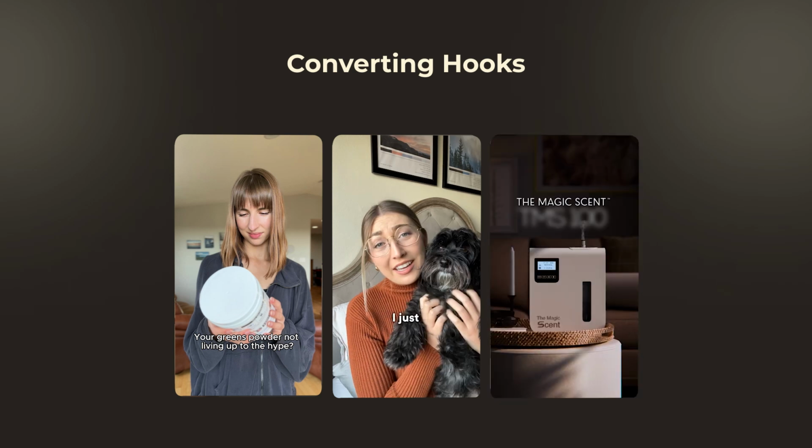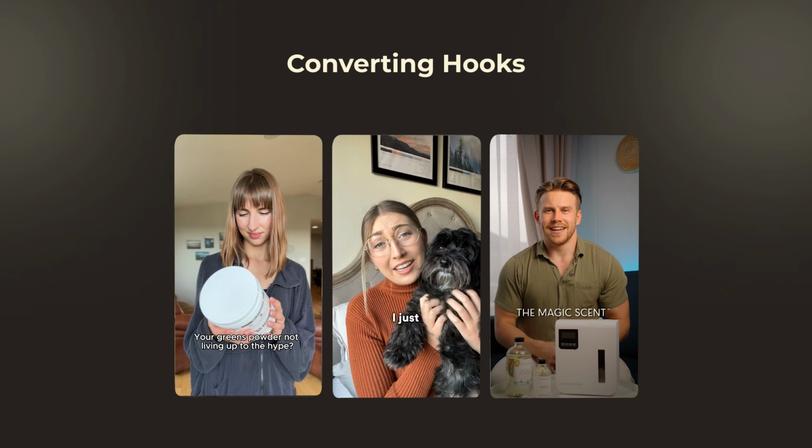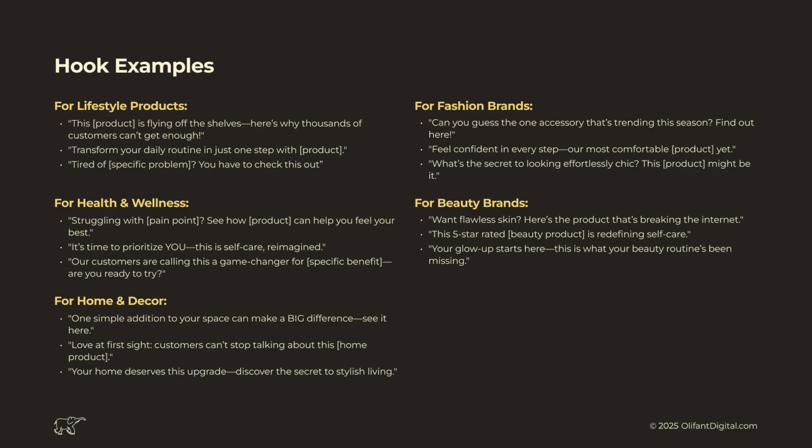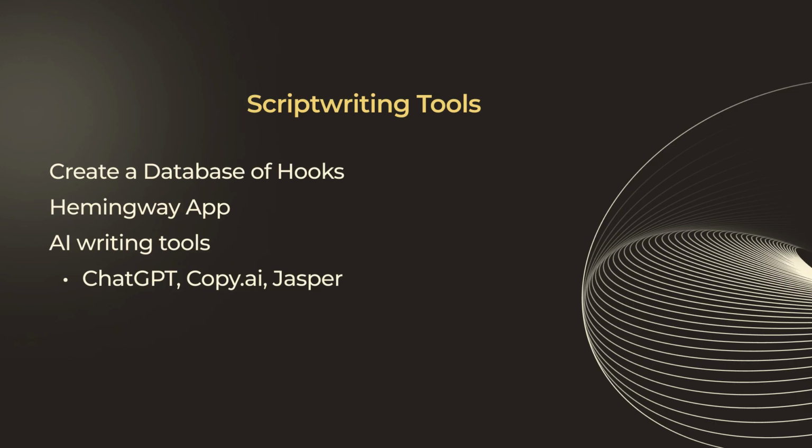Get this TMS 100. All of these ads are working extremely well because the hook is getting people to watch. And here are a few examples you can screenshot and send to your team. I really want to emphasize, your hook is the most important part of your video ads, and you can create a database of your most successful hooks. And for the copywriting, you can use tools like Hemingway app just to make sure your copy is easy to understand. And for the copywriting, you can use ChatGPT, Copy AI, Jasper AI. All of these tools are pretty good.